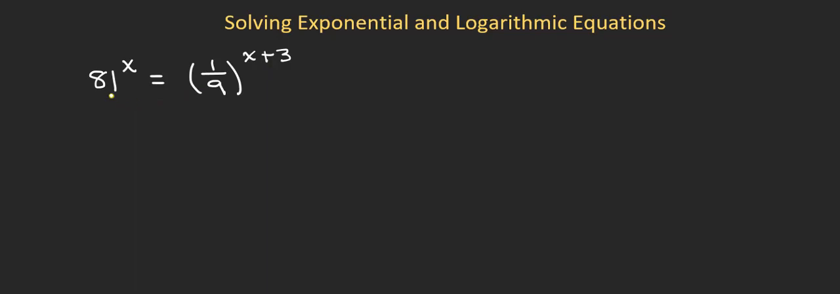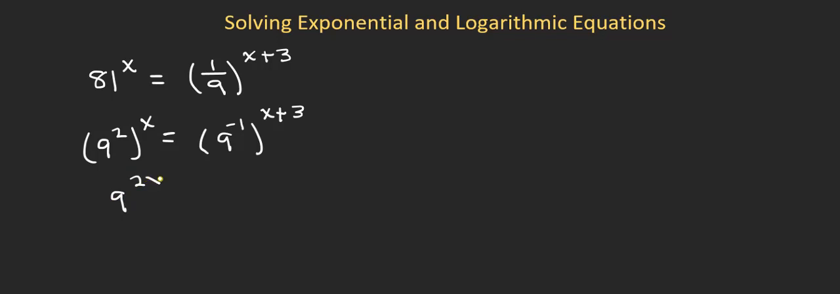In order to solve this, we need to have a same base. So what I'm going to do is I'm going to change 81 to 9 squared, and 1 over 9, I'm going to change it to 9 to the negative 1. So what happens now is that you get 9 to the 2x equals 9 to the... you multiply these two, you get negative x minus 3.